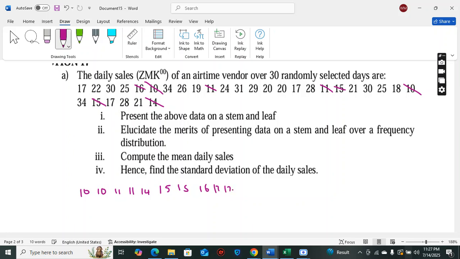So exam day, I think you arrange this, then you go and answer other questions, then you come back. These are 30 numbers here. Oh, we've got an 18 here.